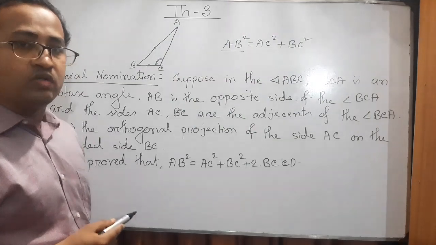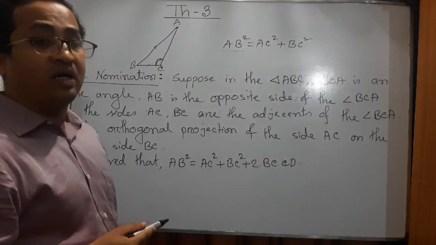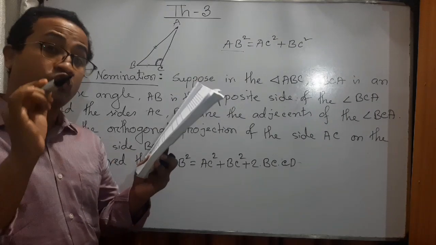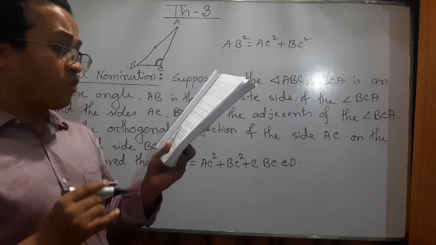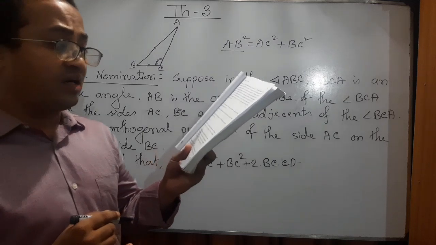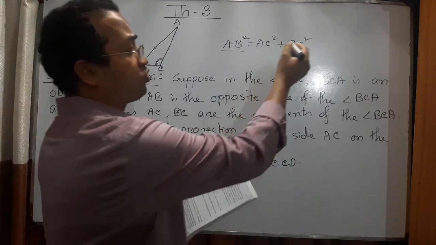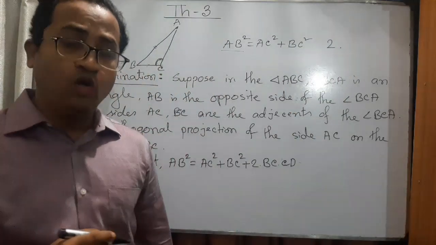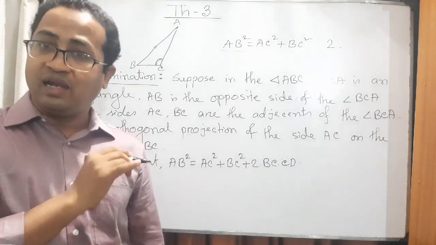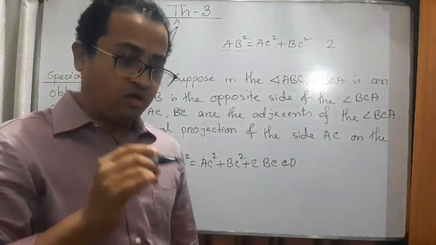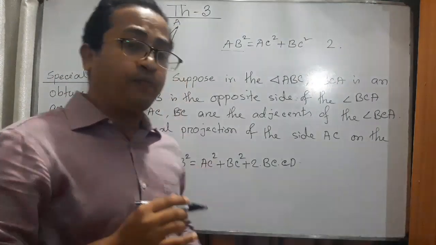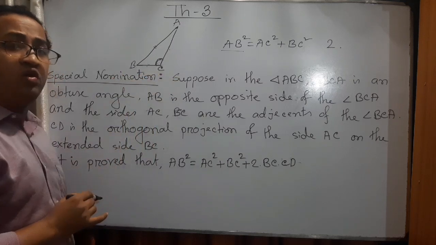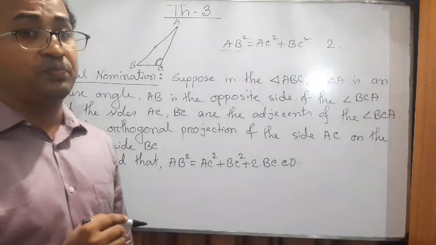Again, the area of the square on the opposite side of the obtuse angle is equal to the sum of the squares of the other two sides, and that total sum, and the product of twice the area of the rectangle. This is twice the rectangle. We know the area of the rectangle is length into breadth. So if you consider this is a length, we will need another thing, that is breadth.